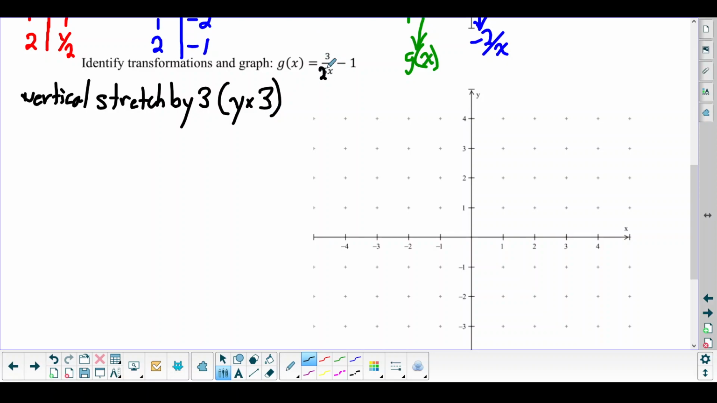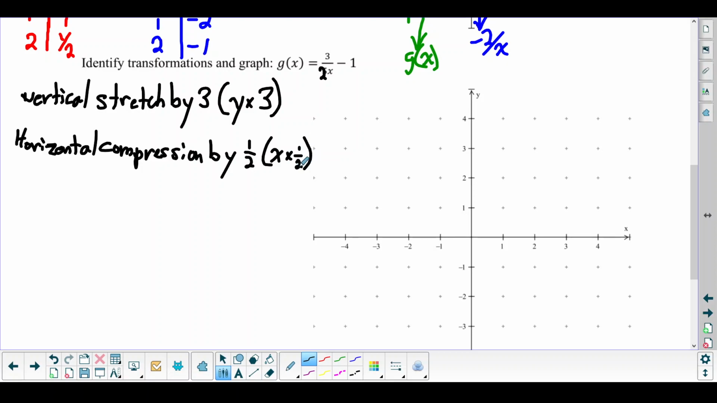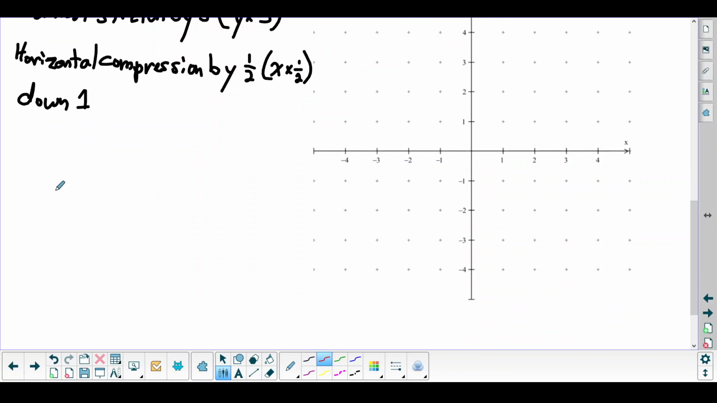We have this 2 on the bottom multiplying the x. So that's inside the function because it's on the bottom. So this is going to be horizontal. And it's going to be a compression by a half because we have to flip it. Compression by 1 over 2. So that means this x times a half. Okay, and lastly, we have down 1.